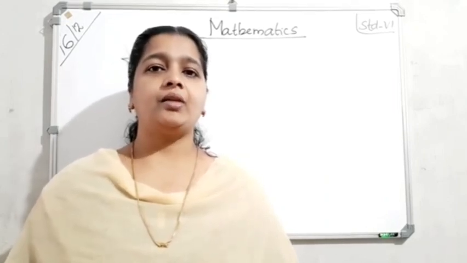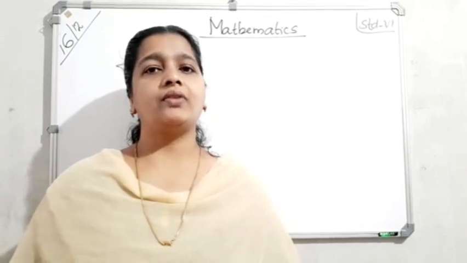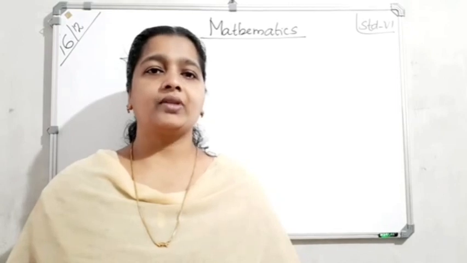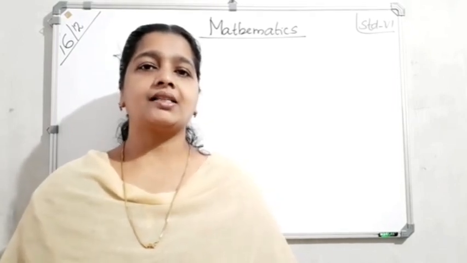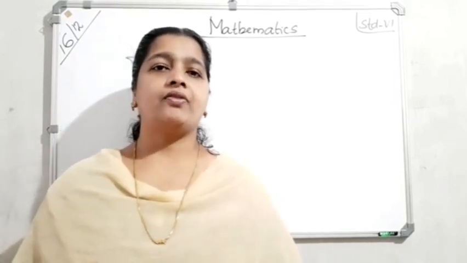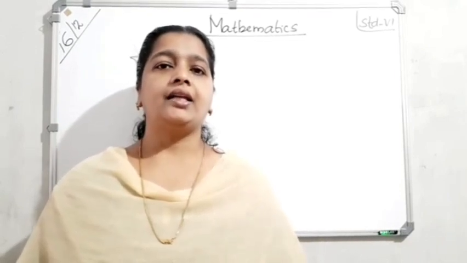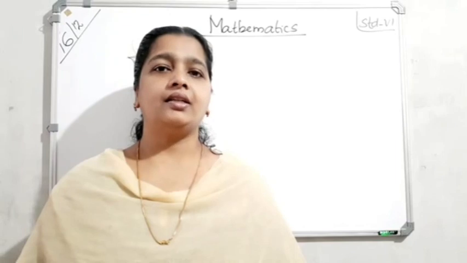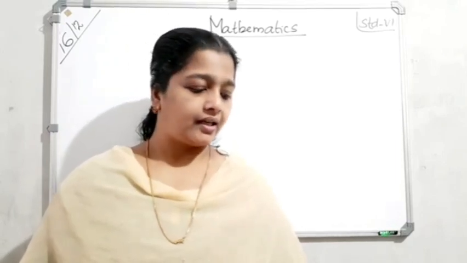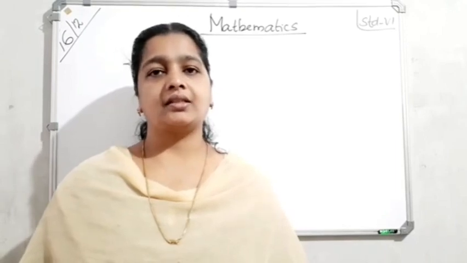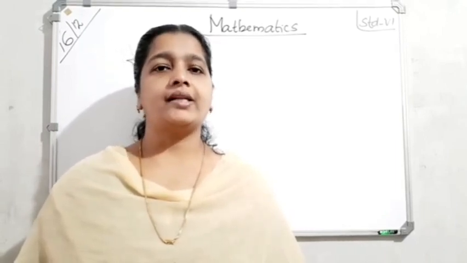Then given perimeter, how can we find the length of each side? Perimeter divided by the number of sides. Clear? Yes. Next, what is area? The amount of surface enclosed by a closed figure is called area. Then area of a rectangle equals length into breadth, and area of a square equals side into side. Clear? Yes. So that chapter is over.